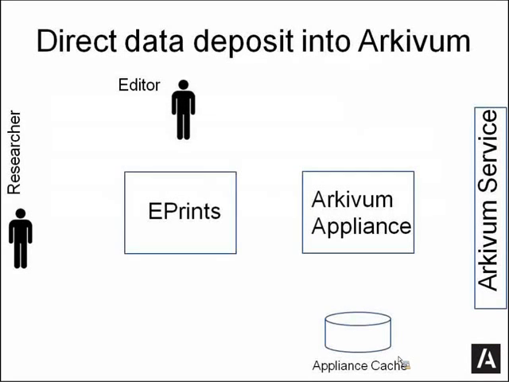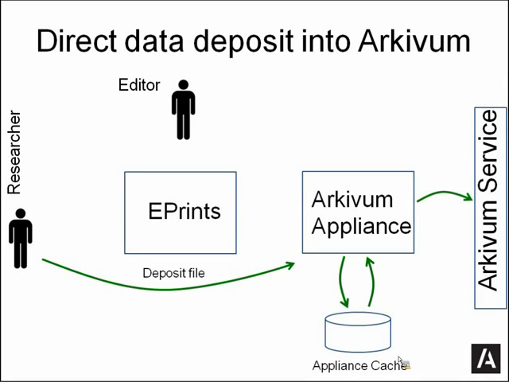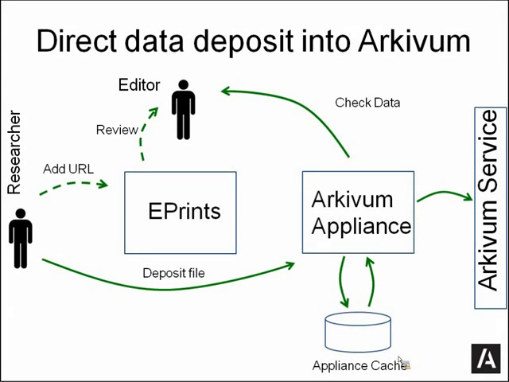So just for some examples, direct deposit of data into Archivum might actually look like this. And again, it could be any archive, it doesn't have to be Archivum's archive. So you might put the file into the Archivum appliance, and it provides a file share, so it's easy to do that. It then stores it and uploads it to the service. And then you might add the URL to the appliance, so EPrints knows where it is. It could be reviewed, where an editor might go and check the data, and they grab hold of the copy, they approve it, and it's stored.